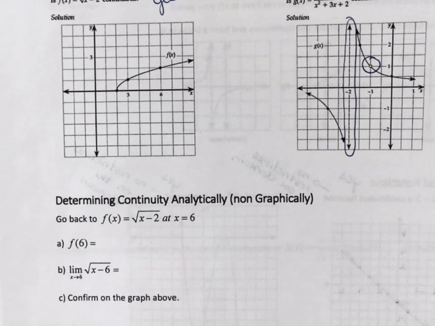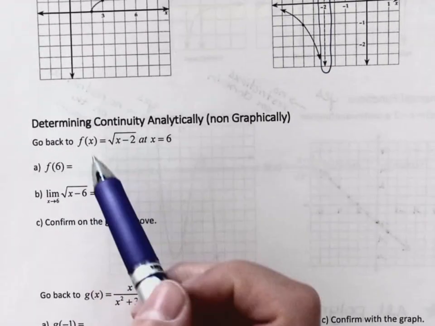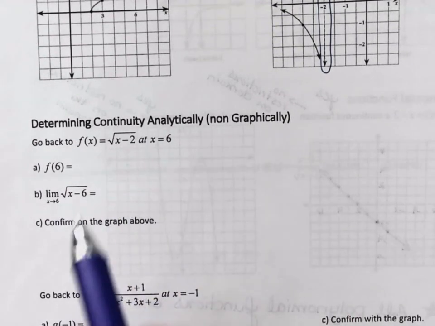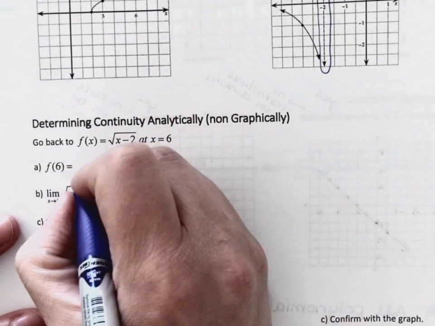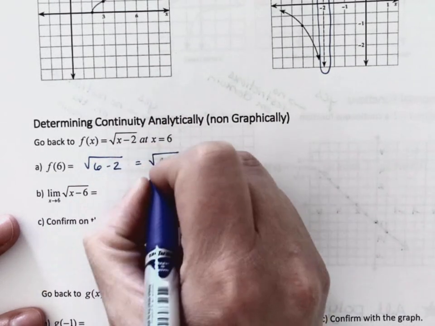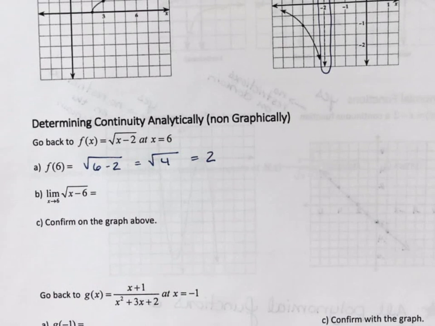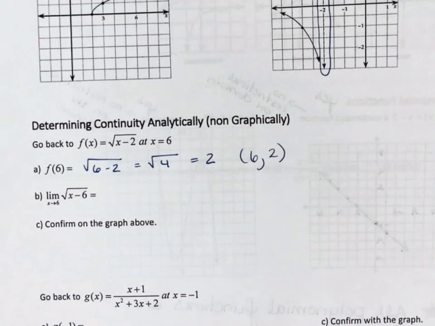Okay, so if we're going to do it without graphing, we're going to look at this. We're going to go back to our radical function, and x is equal to 6. Does that work? Yes. So what is the square root of 6 minus 2? 2. Oh, look at you guys, you guys are so fast. It's amazing. Okay, so there is an actual point: when x is 6, y is 2.